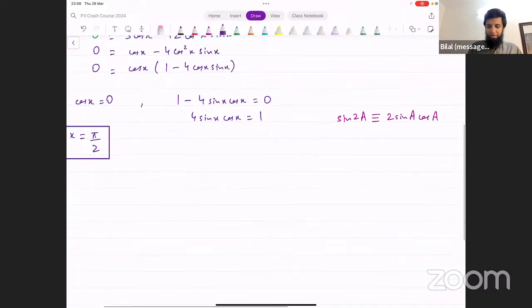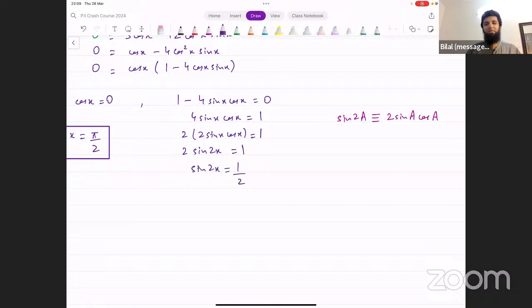If we were to write it as this, 2 into 2 sine x cos x, right? We can write 4 as 2 multiplied by 2. So it becomes 2 into 2 sine x cos x, that equals 1. Now, this thing is basically sine 2x. So we can say 2 into sine of 2x equals 1, and now sine 2x equals 1 over 2. That's the equation that we end up getting from this.